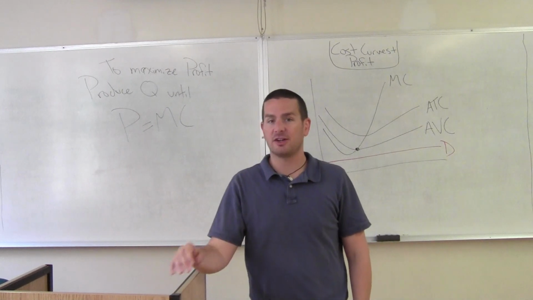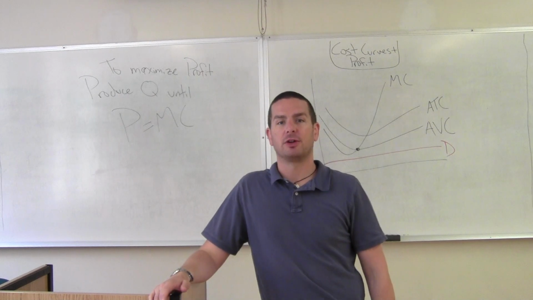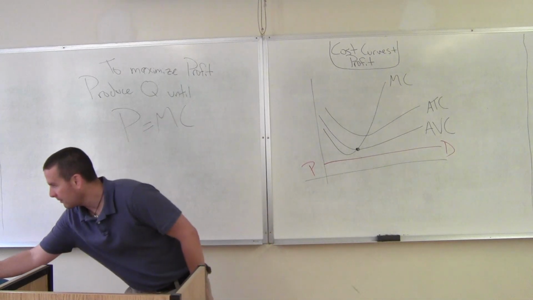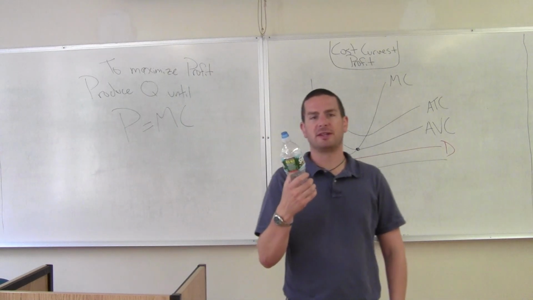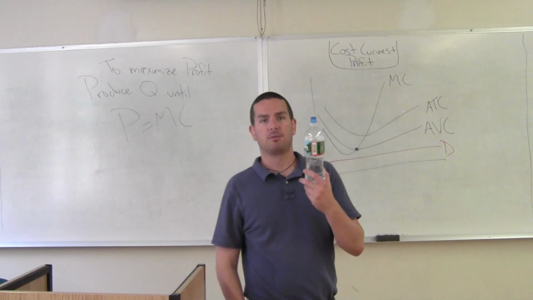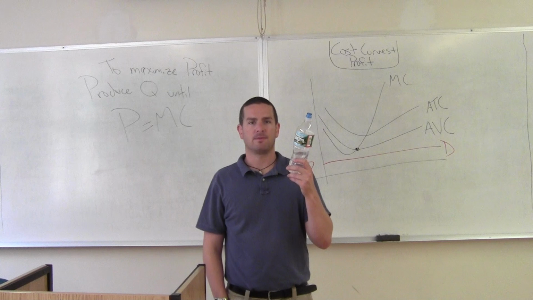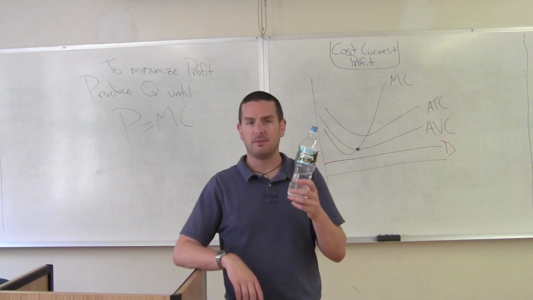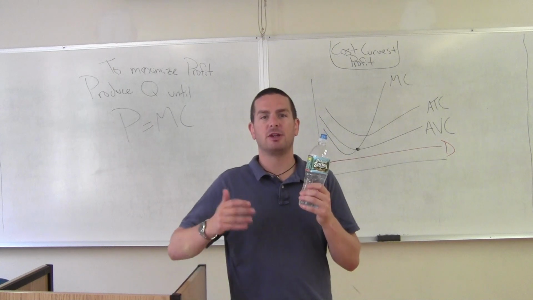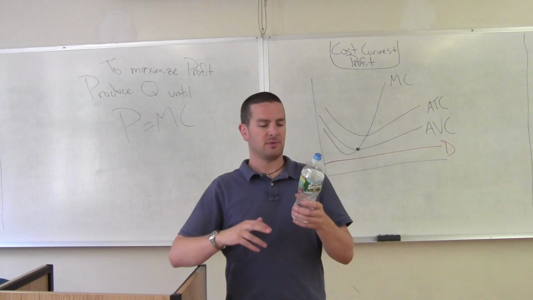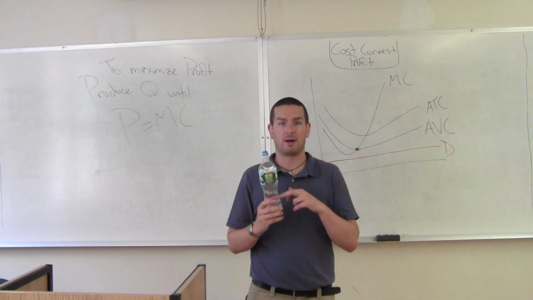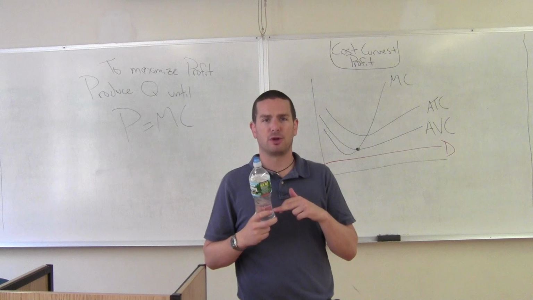Okay? Let's say that your average variable costs are 25 cents. So let's say that per unit of water bottle, for every water bottle that you make, on average, it costs you 25 cents to pay your labor. Okay? So let's say it costs 25 cents to pay your labor per water bottle. That would be your average variable cost.